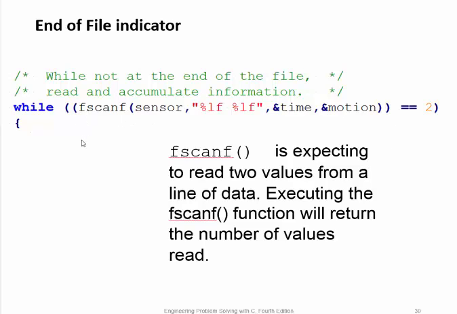But I can do a test. While I successfully read 2 values, so while the result of fscanf is 2, because I have 2 values of data, that evaluates to 2 and becomes a true statement, then I will continue executing the loop. The moment I do an fscanf and I don't get 2 values to read, then I get a false and my while loop is done. This is the method I like the best.